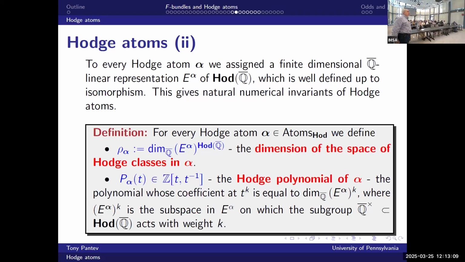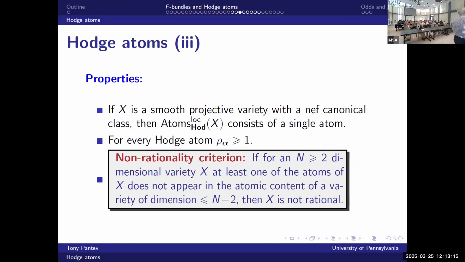But you do have this invariance, so you get a dimension of Koch classes and this Koch polynomial corresponding to Koch. And so here are some properties. I think Ludmil mentioned the first one.